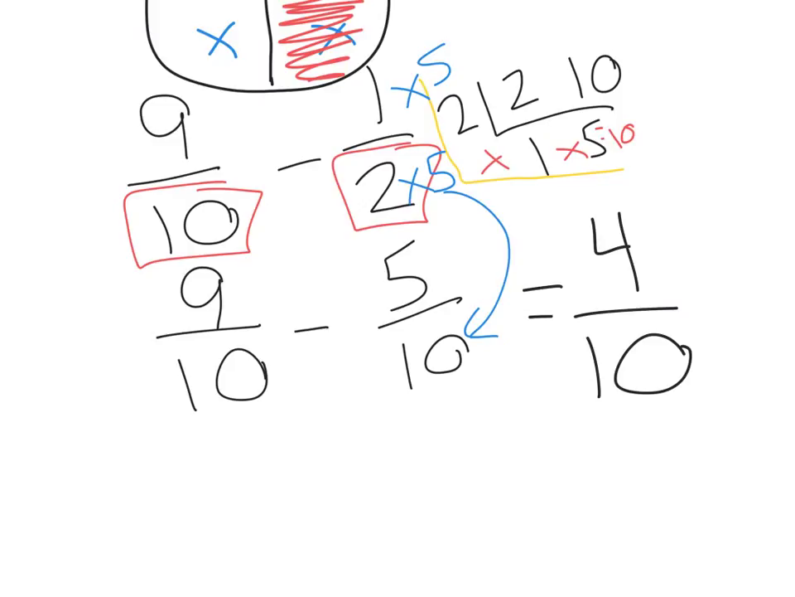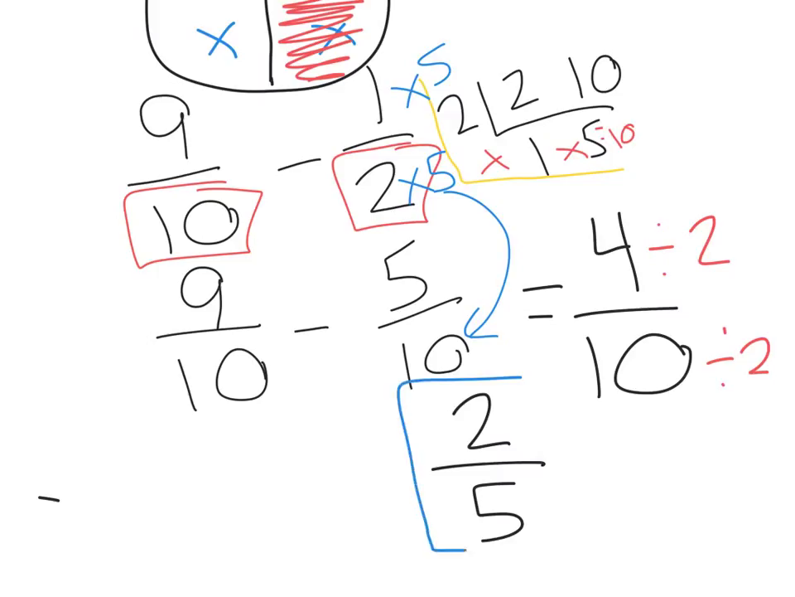Remember, whenever we have an even numerator and an even denominator, we need to put that in simplest form, and you can always divide those by 2. So 4 divided by 2 is 2, and 10 divided by 2 is 5. So your final answer for this problem would be 2/5.